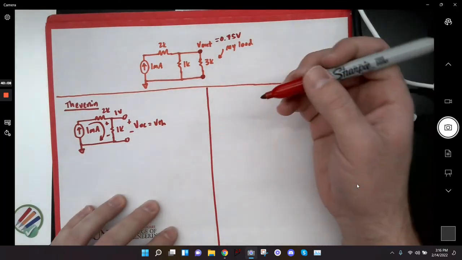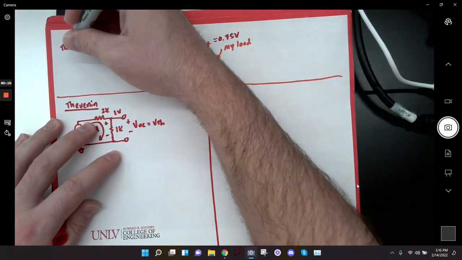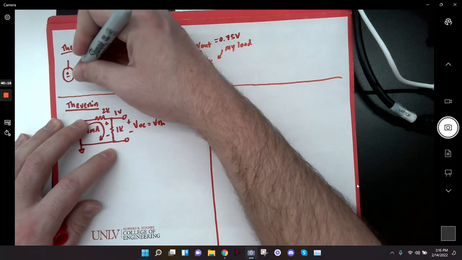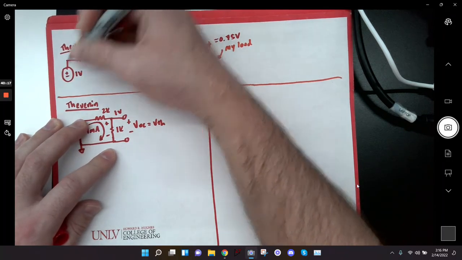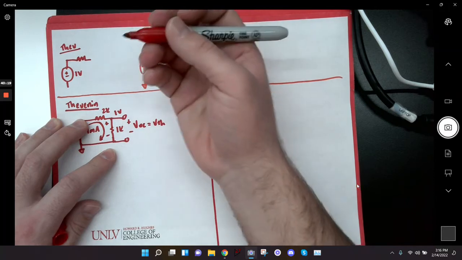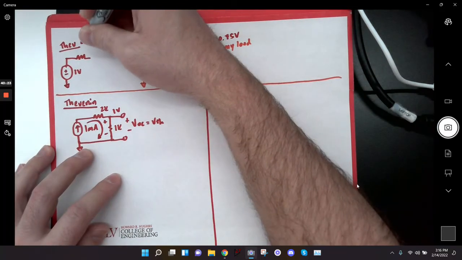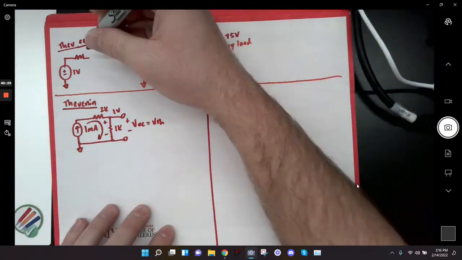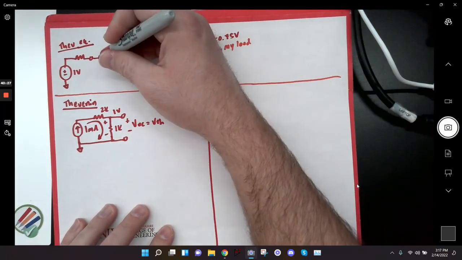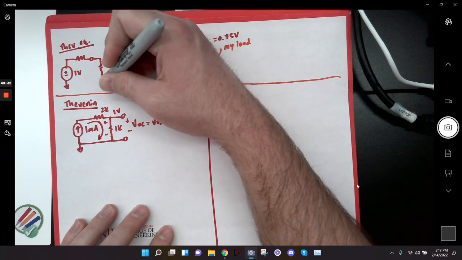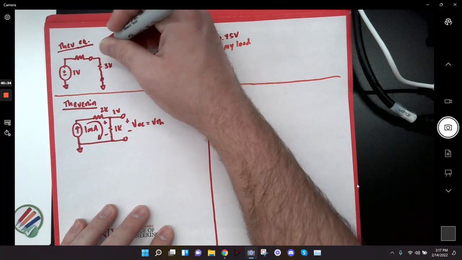So now, for my Thevenin equivalent, I basically have the voltage done already. It's 1 volt. And now I need to find out what the value of the Thevenin resistor is going to be. So this is my Thevenin equivalent circuit. And then, like I said, I'm going to plug the 3K load back in over here. And then I should get the same value for V out.